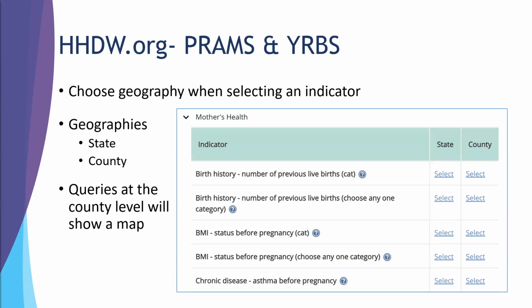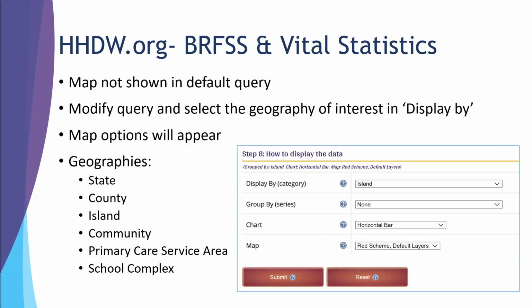If you choose the county option, a map will automatically appear with your query results. Versus BRFSS and vital statistics are a little bit more complicated because they offer geography at a lot of different levels, more levels than just the state and the county. So usually when you're looking at your default query for these data sources will not show a map because again, it's going to be at the state level data. So you need to modify the query to select your geography of interest. This is part of the last step in the query builder page using the display by options, and we will look at that in a few minutes.